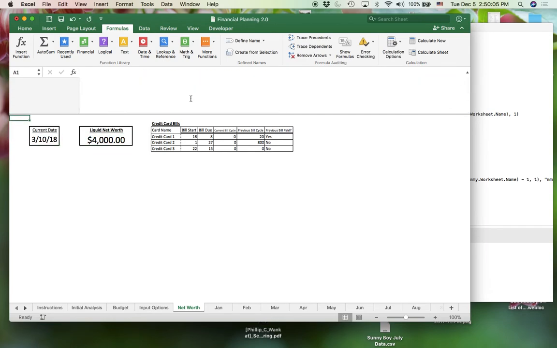This will help you to keep your head above water, make sure you're not spending more than you have on hand. So that is my project.